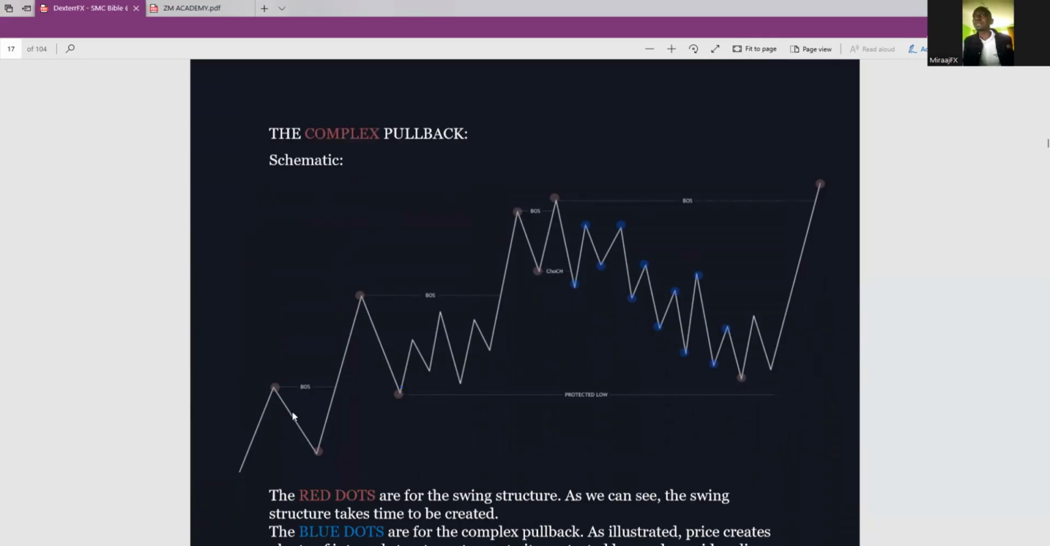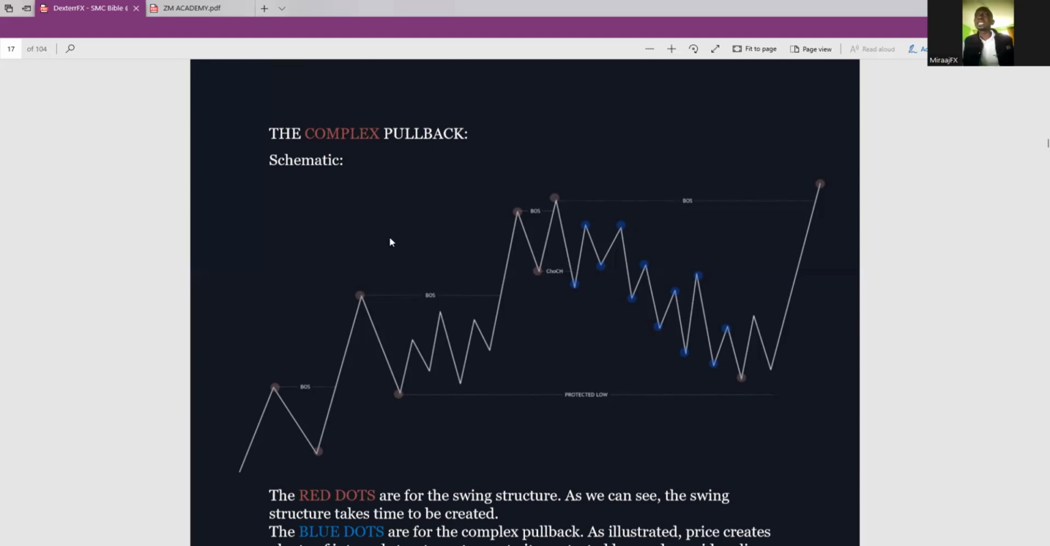So when you look at it carefully, you're going to see that these red dots are the swing structures. We have the swing high, swing low, swing high, swing low, swing high, swing low, and then we have the swing high. And this is basically where our change of character is. But between these two highs, 1 and 2, this was our lowest part. So this becomes our protected low. It's very, very important for you to know that once you see that protected low, it has to be broken below for you to assume that the market has completely changed. But before that, this could just be a pullback.